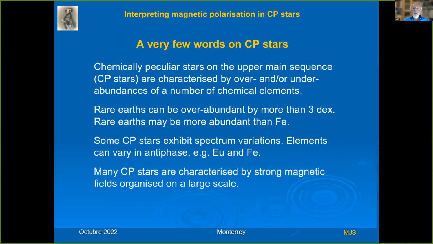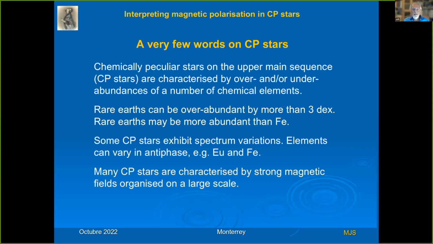Just a few words on CP stars. They are peculiar stars in the upper main sequence with very conspicuous over- or underabundances of a number of chemical elements. They can be very overabundant, for example rare earths, by 3 dex or even more. And some of these CP stars exhibit spectrum variations. The iron peak elements can vary, and so can the rare earths, and quite often this is in antiphase. So it has to be explained why they are in antiphase.